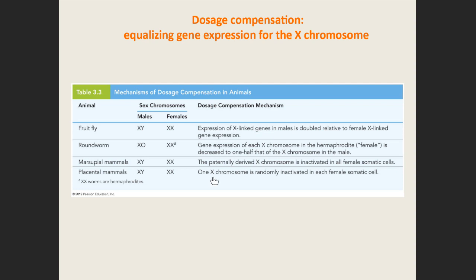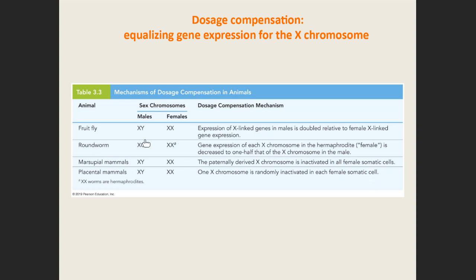In mammals, one X chromosome is randomly inactivated in each female somatic cell. So we're reducing the gene expression by rendering one X chromosome, randomly either the paternal or the maternal one, heterochromatic. This happens during gestation, during development, so it's all set at birth. And at birth, some somatic cells will have gene expression coming from the maternal X chromosome, and some other cells will have gene expression from the paternal X chromosome.